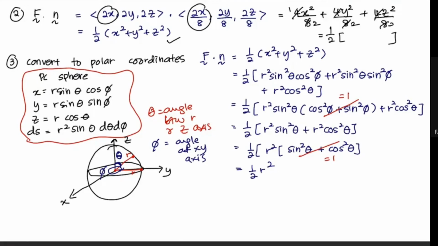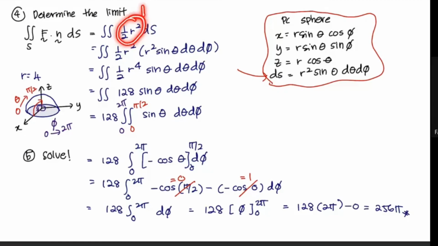Then you transform or change x, y, z to spherical coordinates. You can see here, cos square phi plus sin square phi equals 1. Then we get f dot n equal to this value. Step number 4, we want to determine the limit. This is f dot n. You substitute f dot n here, and dS. The dS here is given by r square sin theta d theta d phi.